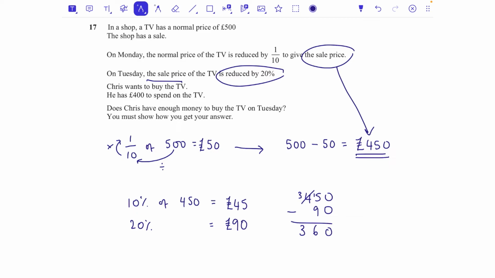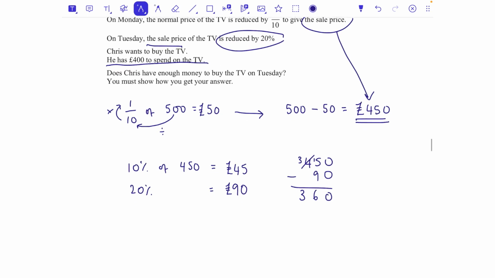£360. Chris wants to buy the TV. He's got £400 to buy the TV. Does he have enough money? So, yes, he has enough. Always answer the question, remember.